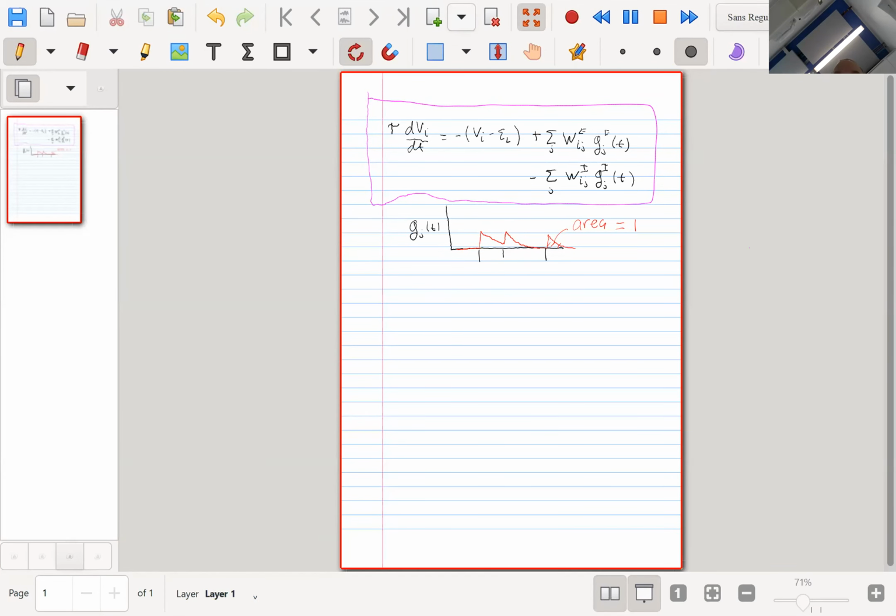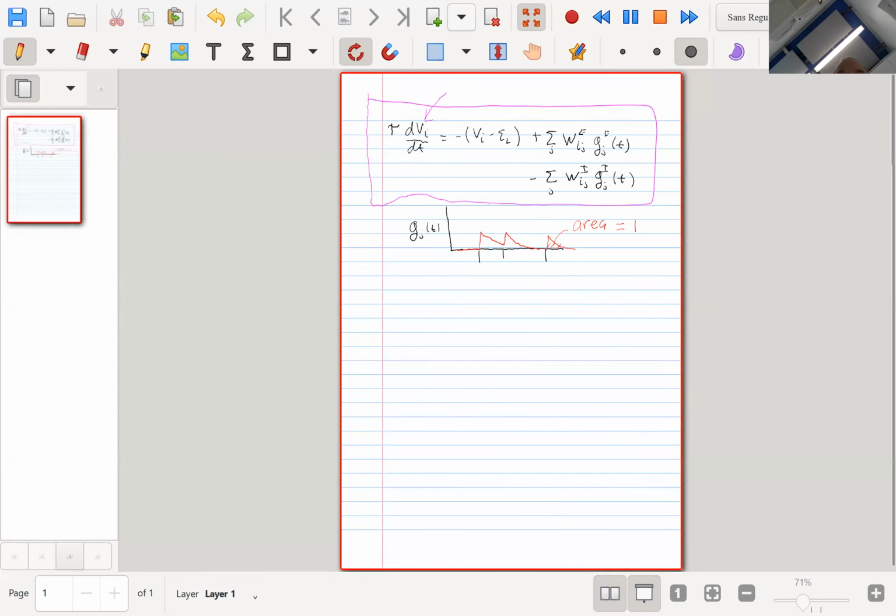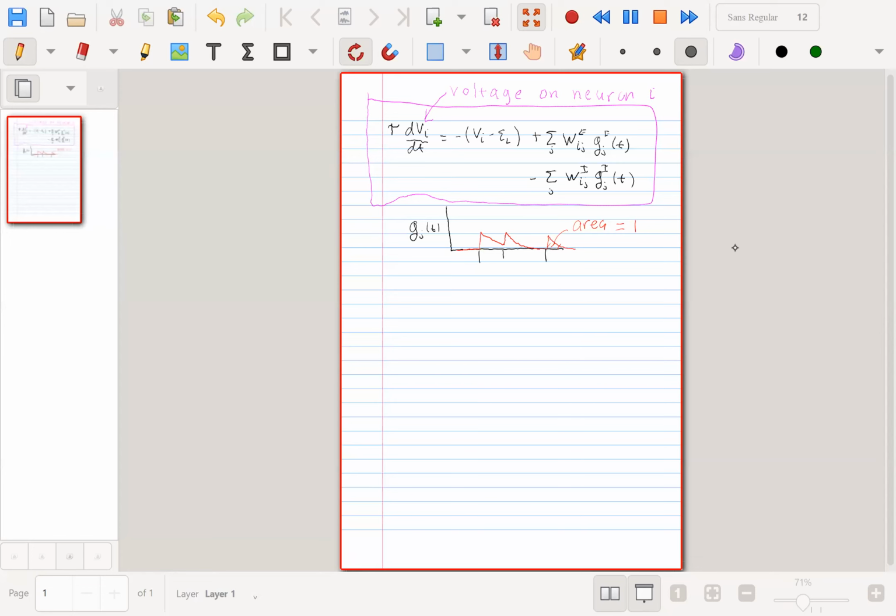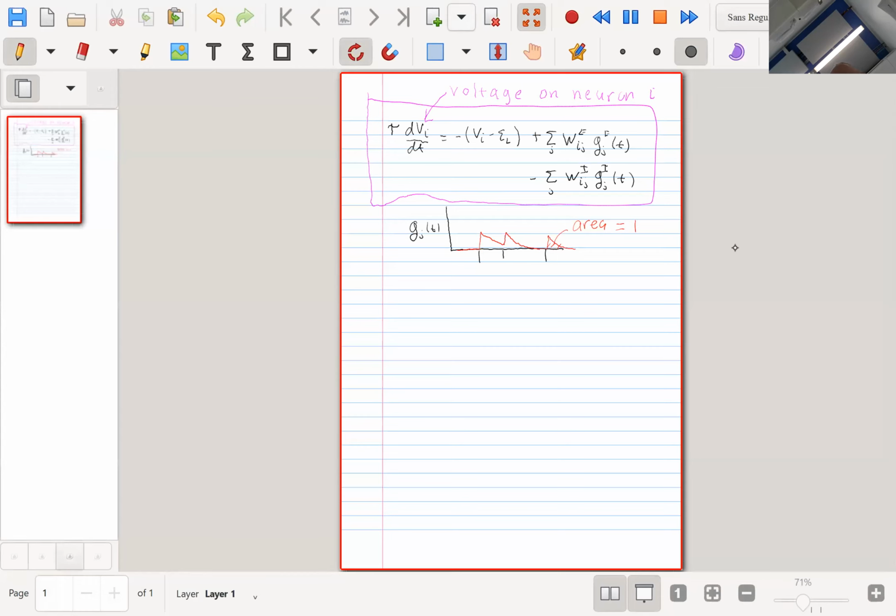So this is our starting point. So V sub I, remember, is voltage on neuron I. And what we want to know is the firing rate of this neuron, given the firing rates of all the other neurons in the network. So let's make sure we understand these equations.